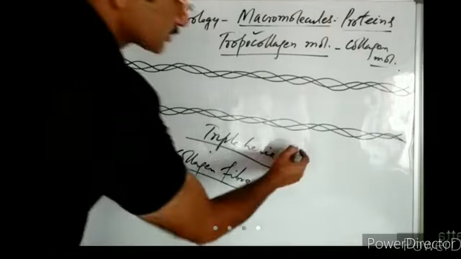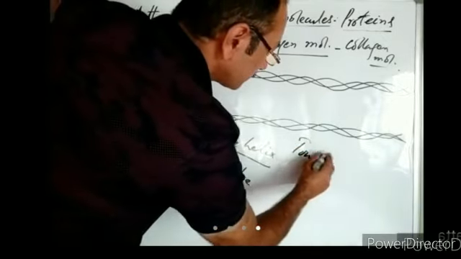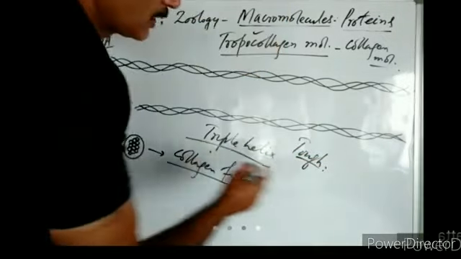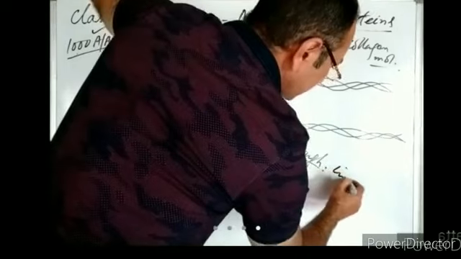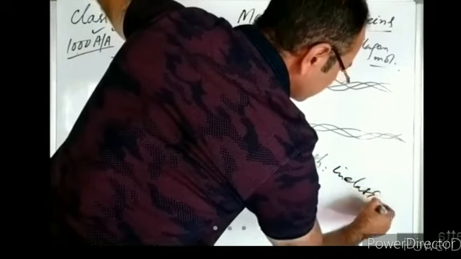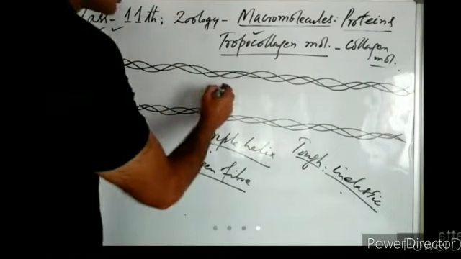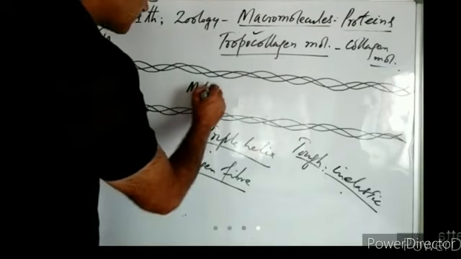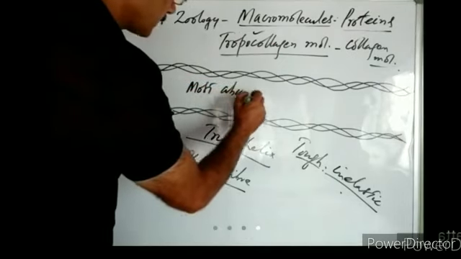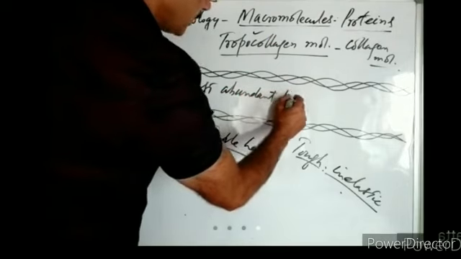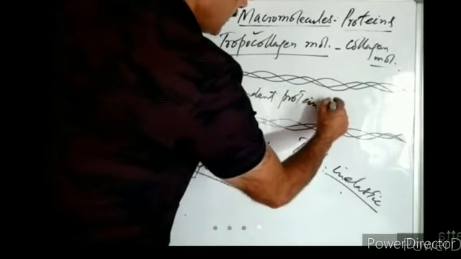These collagen fibers are very much tough and they are inelastic. These collagen fibers are very much tough and very much inelastic, right? And I hope you know perhaps that this collagen protein is the most abundant protein in animals.